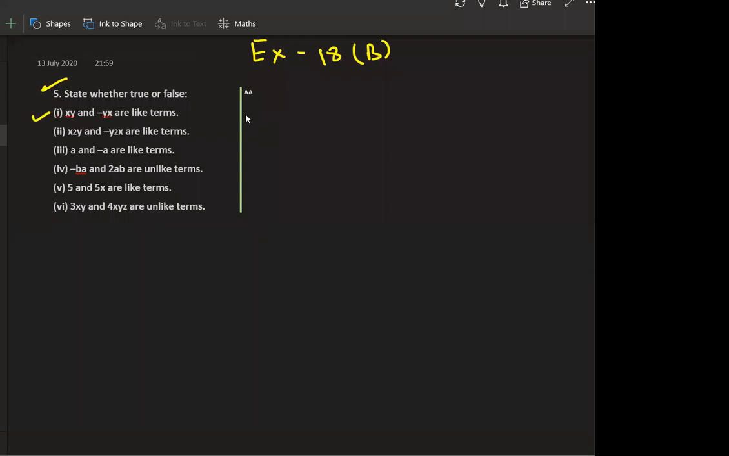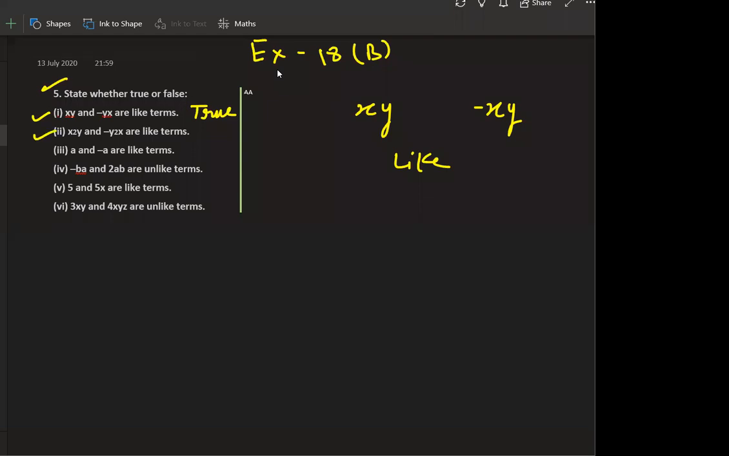xy and minus yx are like terms. So what can we say, that xy and minus xy, these are like terms? Are these like or unlike? Both the variables are same, so these are like terms. Yes, this is true. These are like. That is why this is true.